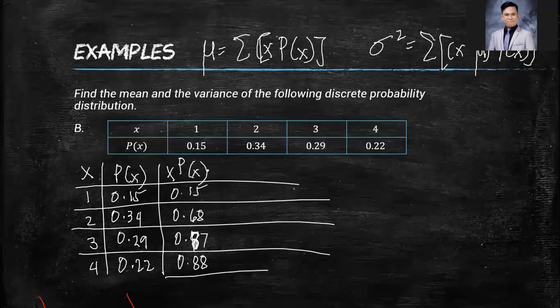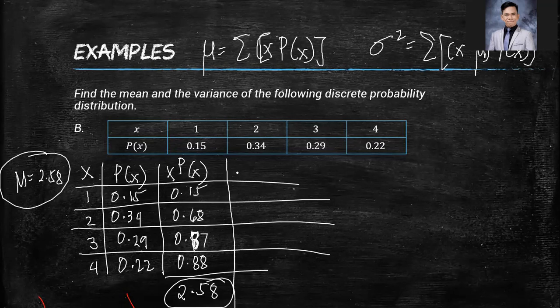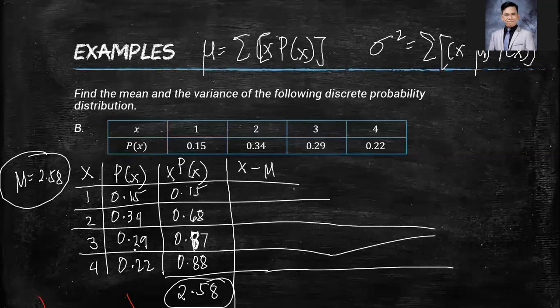So, tignan nga natin. The answer is 2.58. So, this is our mu. Mu is 2.58. Oh, yan na yung answer ha. Next, proceed tayo sa pagkuha kay variance. So ano yung kailangan natin? X minus the mu. Okay.